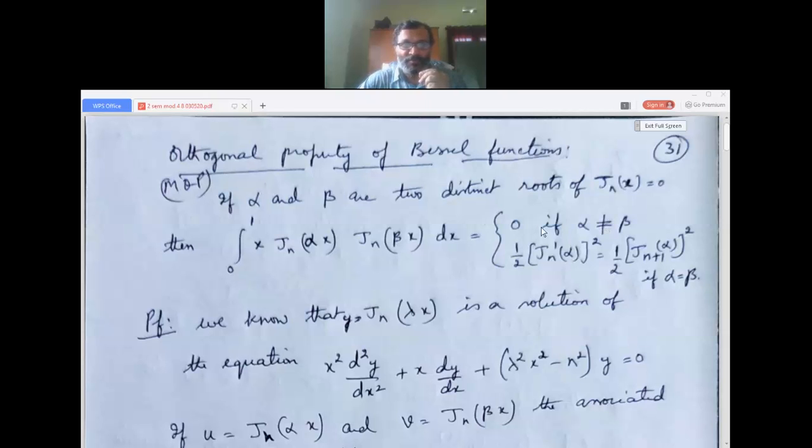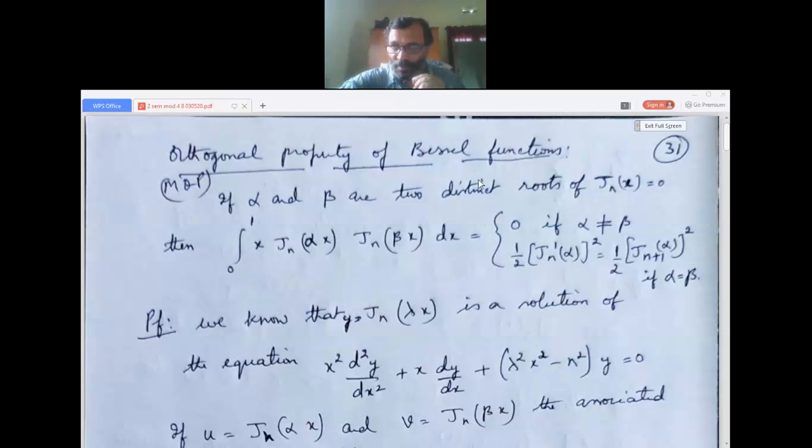So last class we studied a very important part, that is Bessel's series solution of Bessel's differential equation, and that is the very important derivation of Jn of x, which is there in the model question paper. Today again one more derivation which is there in the model question paper, that is the orthogonal property of Bessel functions. Orthogonal property of Bessel functions it is called.